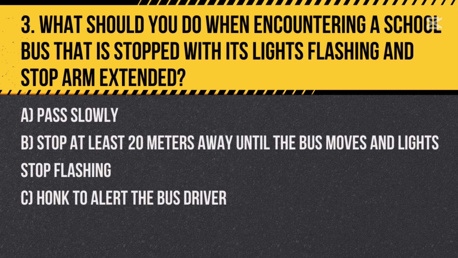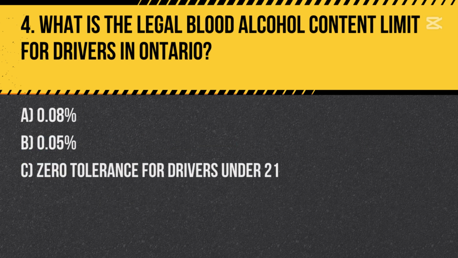C. Honk to alert the bus driver. Answer. B. Stop at least 20 meters away until the bus moves and lights stop flashing. This rule ensures the safety of children crossing the street or disembarking the bus. Question 4. What is the legal blood alcohol content limit for drivers in Ontario? A. 0.08%. B. 0.05%. C. Zero tolerance for drivers under 21.